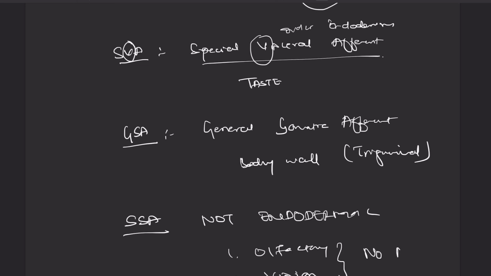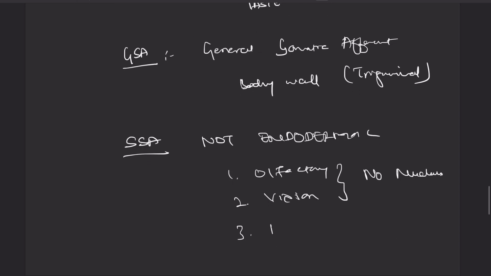These two don't have a nucleus present. And the third is hearing and balance, which is from the eighth cranial nerve. It has two nuclei, the vestibular and the cochlear nuclei. Now let us draw it in tabular form.